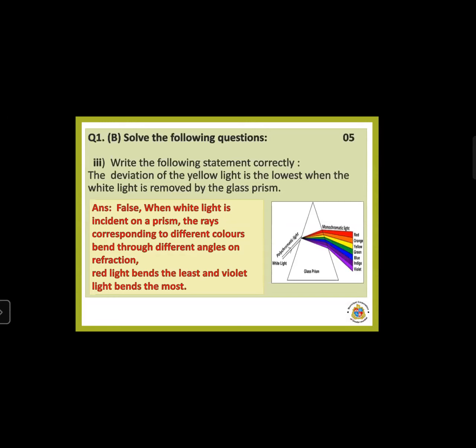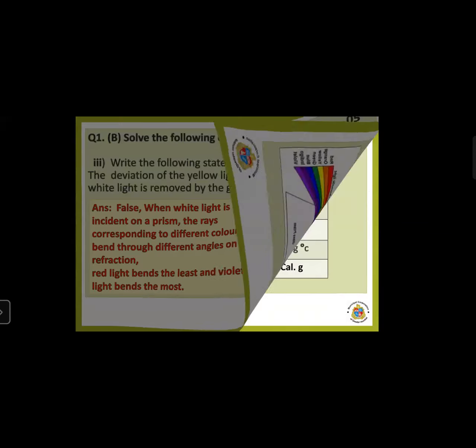So what is the right answer? The deviation of red light is the lowest. Red light bends the least and the violet light bends the most. So when the white light beam is incident on the prism, the deviation of red light is the lowest. So the right answer is red light, not yellow light. Okay. Now next is what?